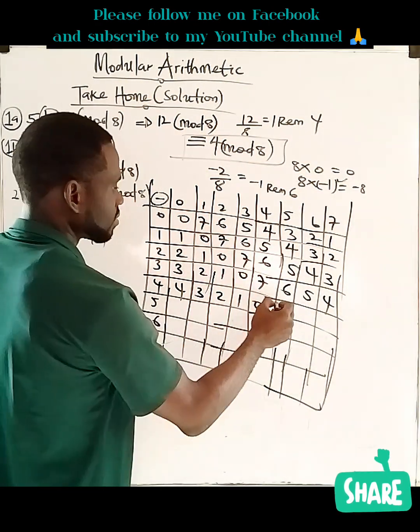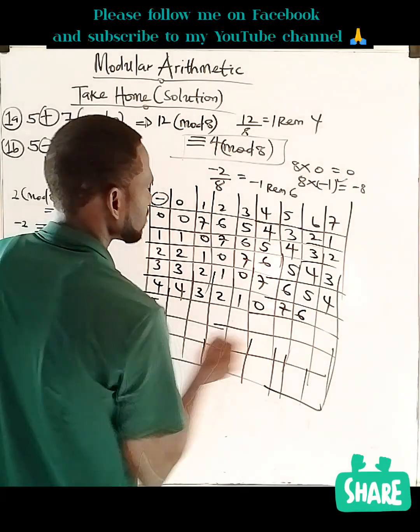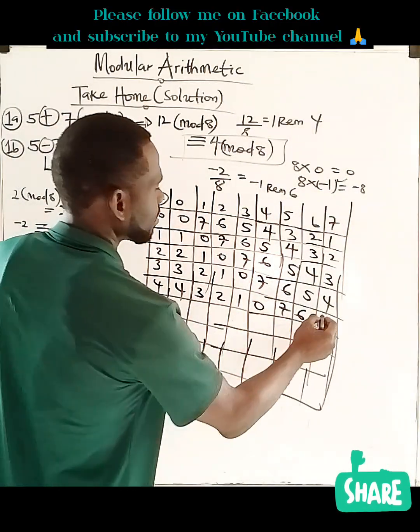4 minus 1 is minus 1, written as 7. Then that will give us 6 for 4 minus 2. 4 minus 3 is minus 1 in the same way, that will give us 5.